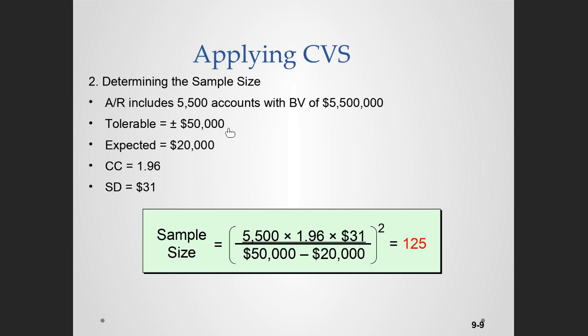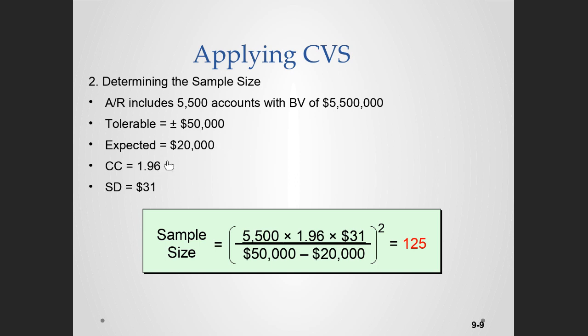Now, why do we have plus minus 50,000? In the classical variable sampling, we could have either a positive $50,000 error or a negative $50,000 error. So let's say the accurate balance should be 100,000. We can tolerate up to 150,000 or as little as 50,000, right? So 50,000 more or 50,000 less than what the accurate balance should be. And then expected is 20,000, which is given.